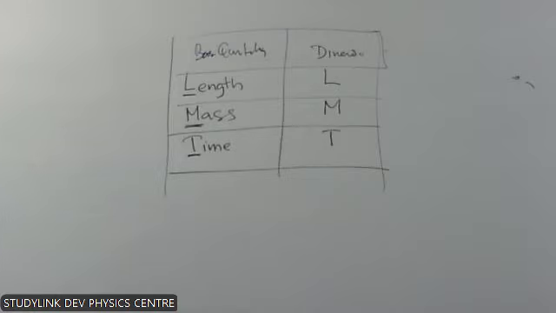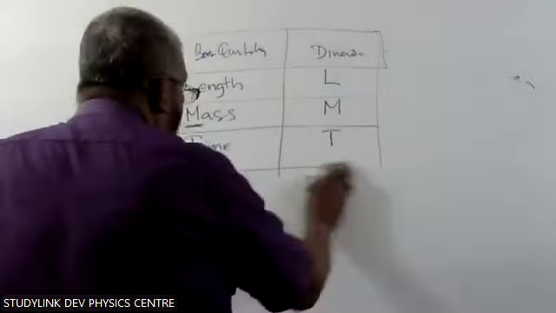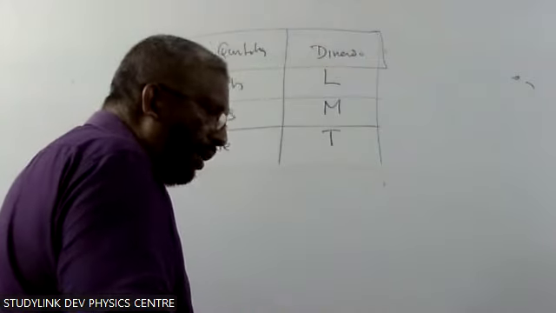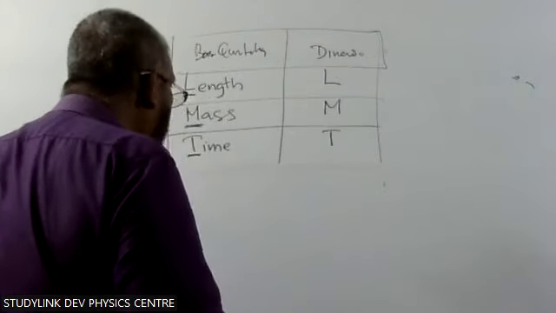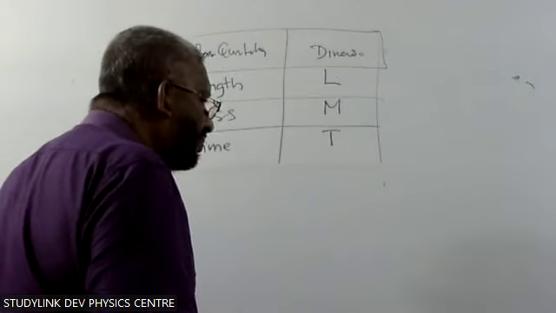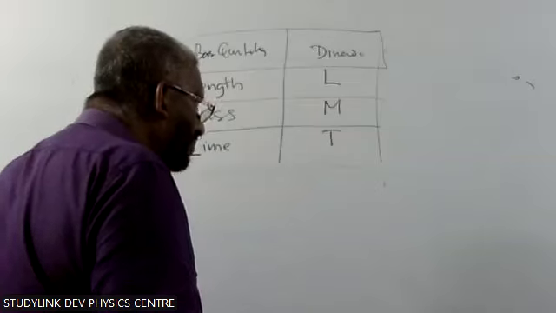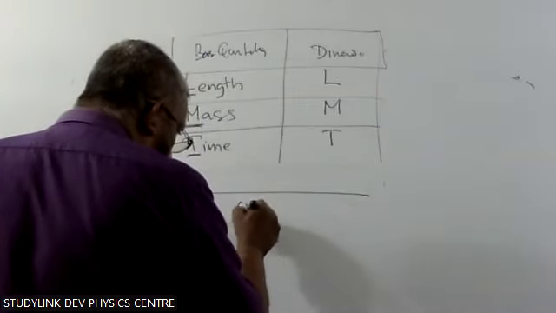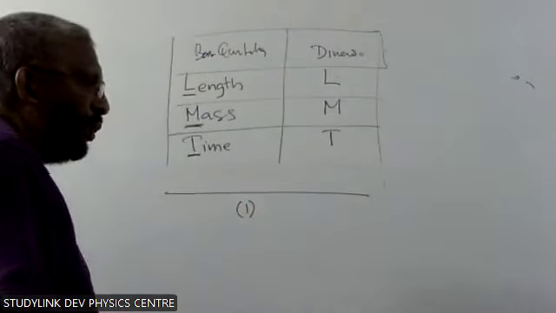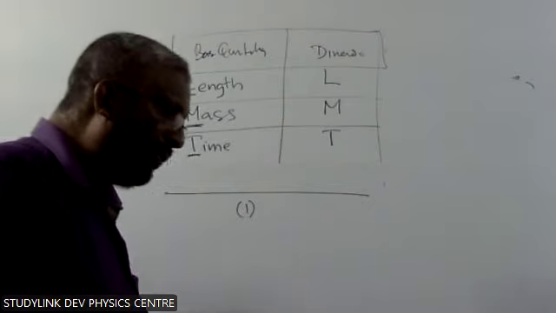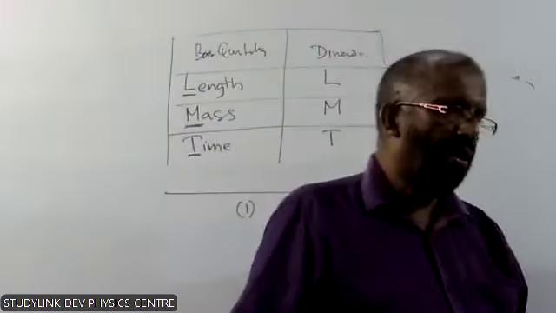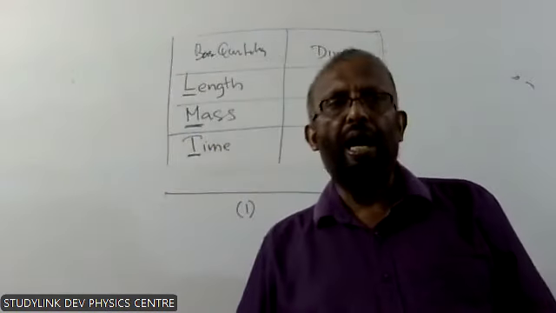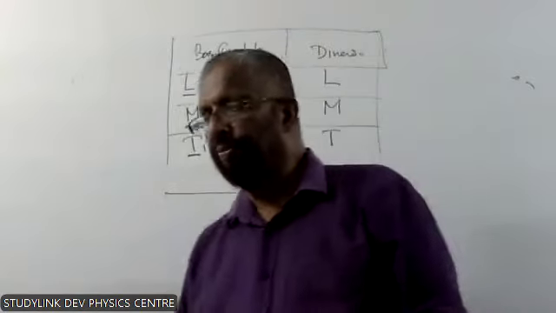Right. Now, the uses of dimensions. Number one, to derive the dimensions of, or to obtain the dimensions of, other physical quantities.